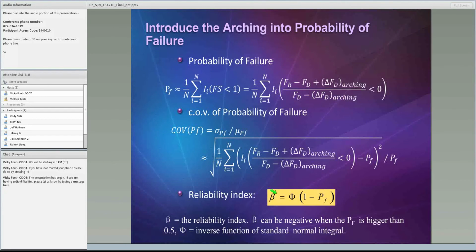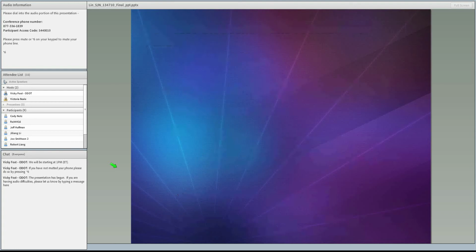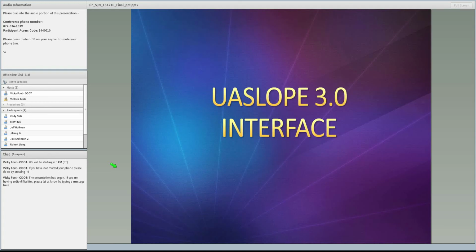Also, I want to show you the UASLOPE 3.0 interface. Currently, this interface has just been finished recently. So this is the interface of the UASLOPE 3.0. Basically, we changed three major parts compared with UASLOPE 2.1. First one is here.